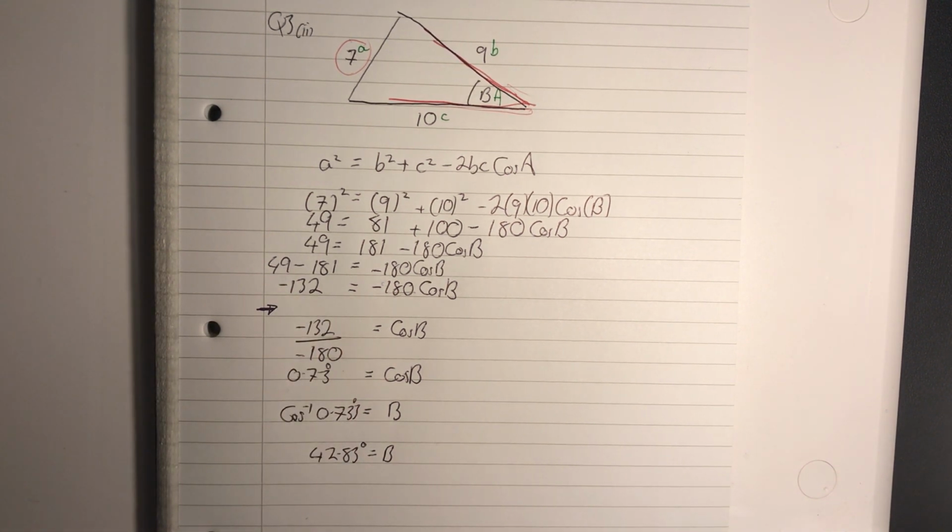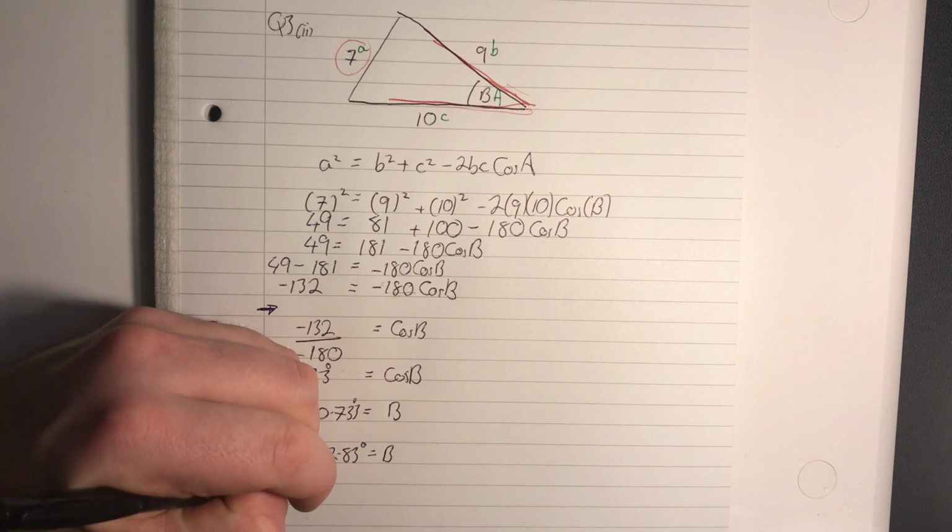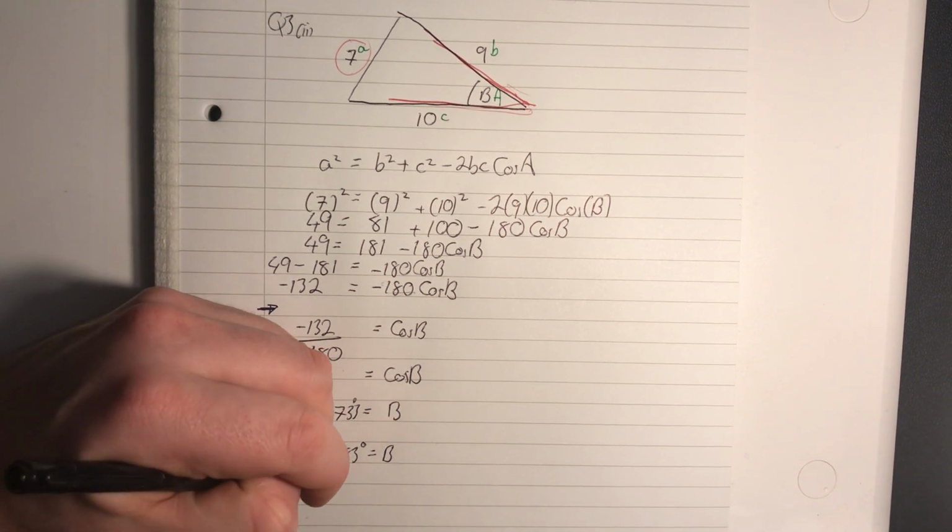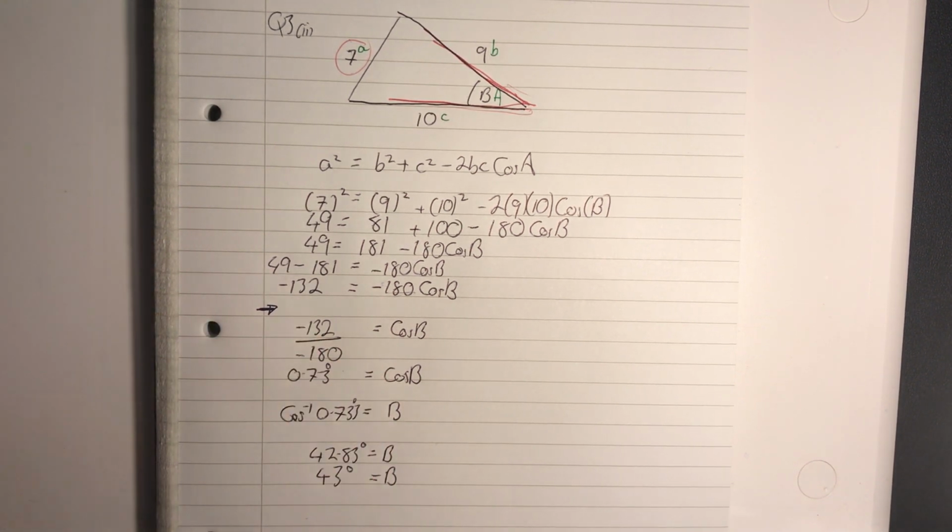We asked for nearest degree or anything? The nearest degree, so that's going to be, sorry, these pens are not designed for left-handed people. 43 degrees is equal to B. So that's the size of the angle B, 43 degrees to the nearest degree.